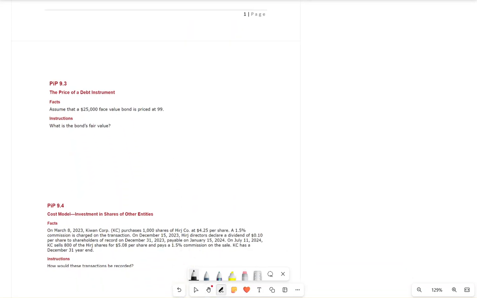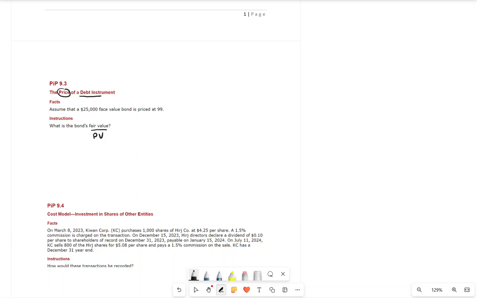Now, going further, how do we calculate the price of a debt instrument? If you did the bond liability chapter, this is the opposite. Now we're doing an investment. So what is the fair value of the bond? When we think of fair value, we think of the present value of the bond investment.